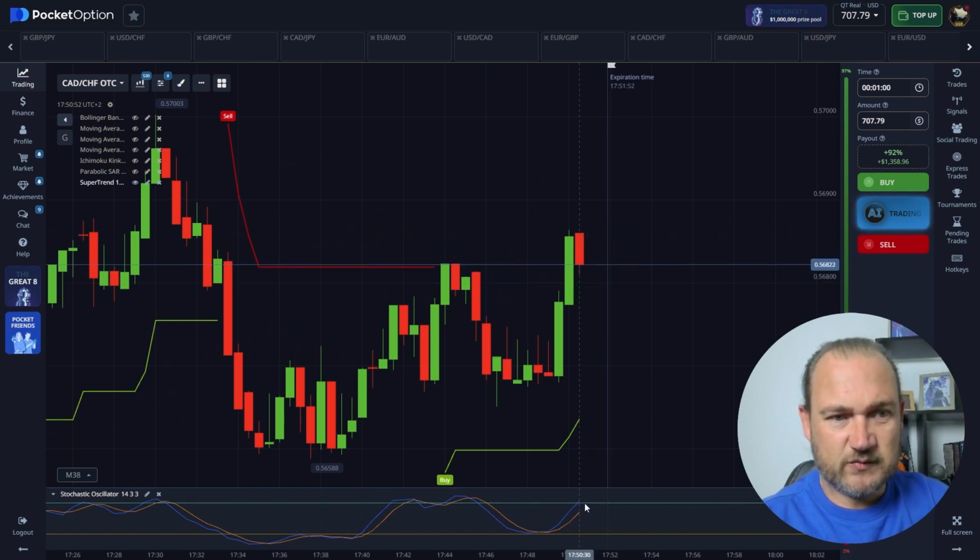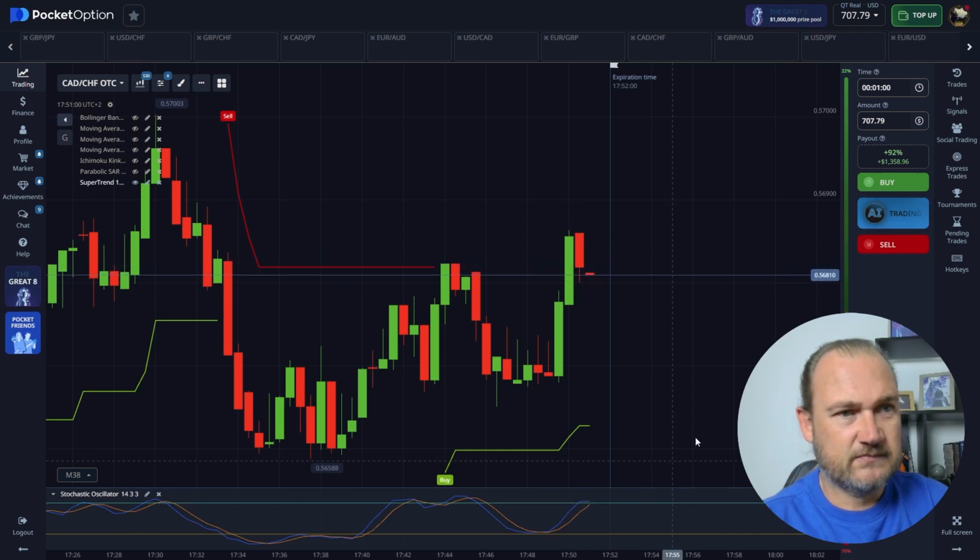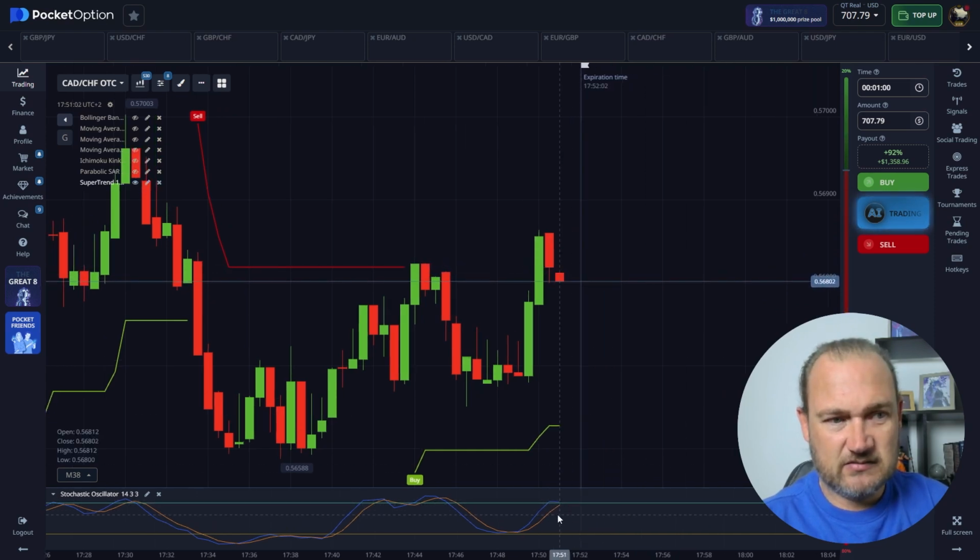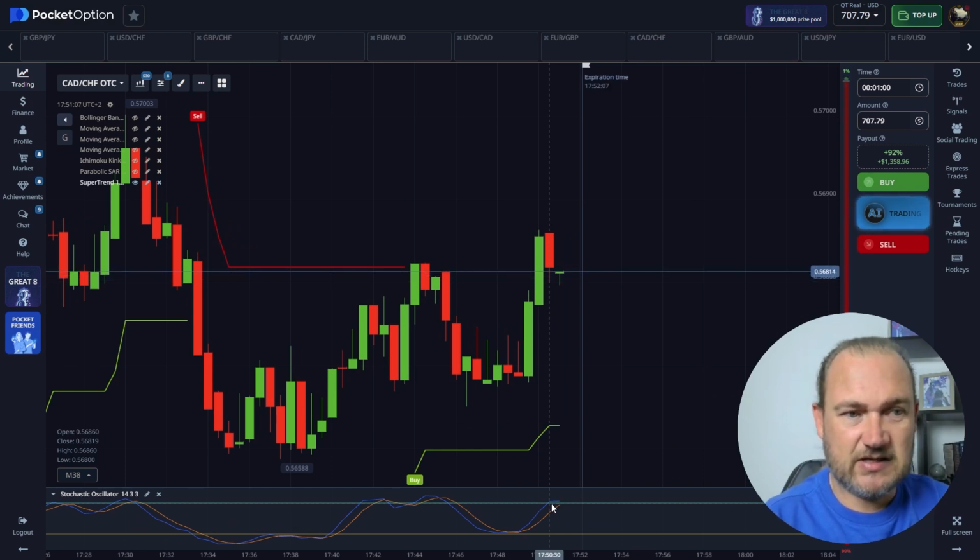I do not have a confirmed crossover at the moment. Look how far this is pulling back. It's pulling the stochastic right out of the overbought zone. So I'm not going to take this trade. This is not a clear crossover. I wasn't able to distinctly tell that it crossed over.